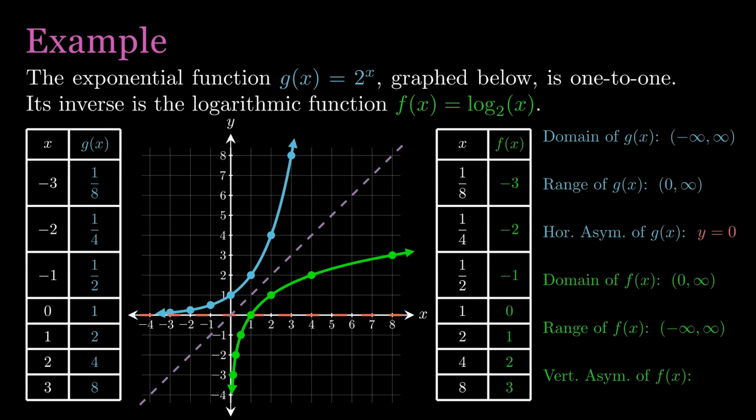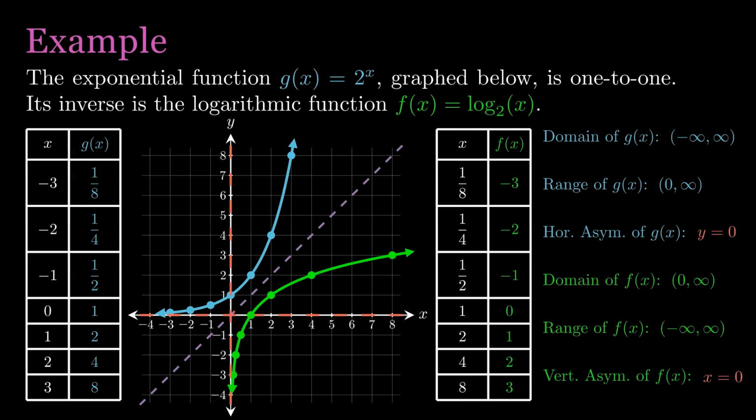And another observation is that after reflecting across that line y equals x, the horizontal asymptote of the original exponential function became the vertical asymptote for the graph of the logarithmic function. So that vertical asymptote is the y-axis, whose equation is x equals 0.